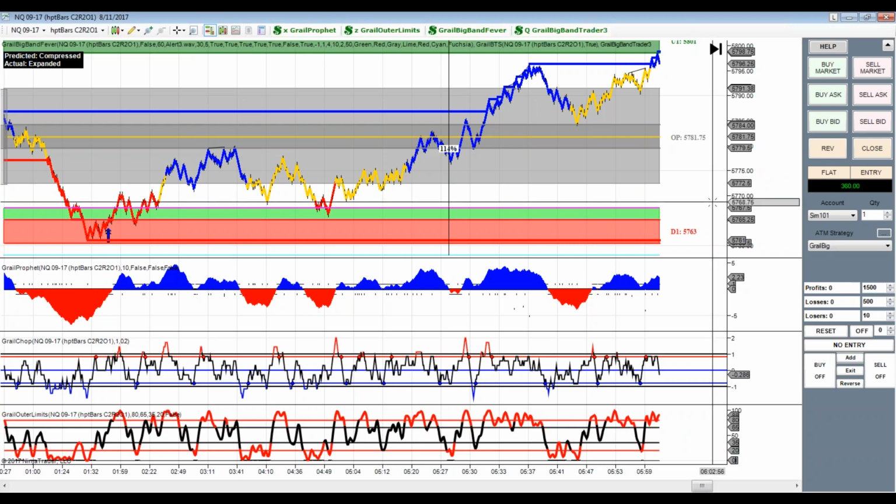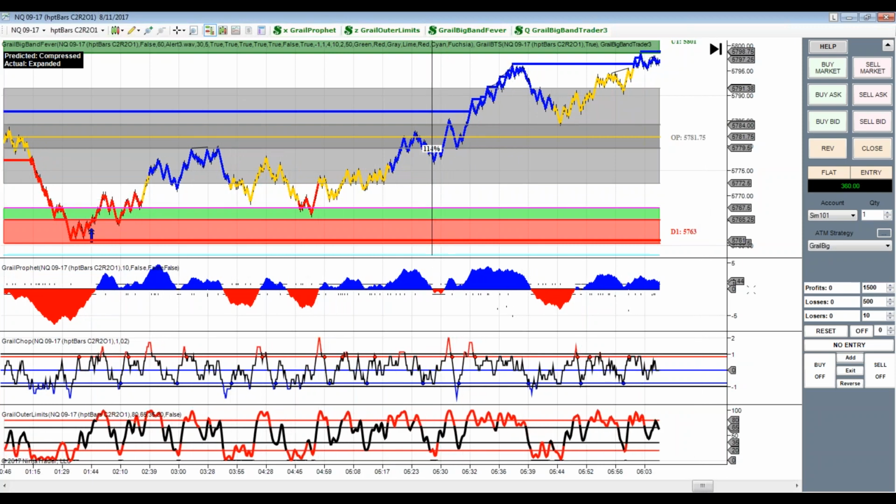Okay. The way that you take an entry basically is you would come in here and either do buy market, buy bid, or buy ask. When you're trading Grail 1, it's a very good idea always to use buy market. If you're doing Grail 2 or Grail 3 on normal Grail entries, you can try to use this.